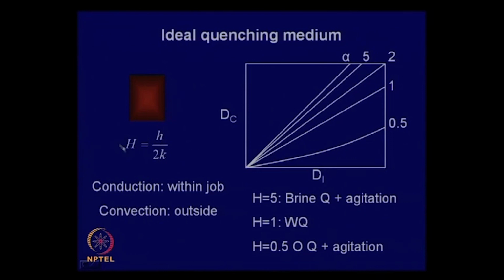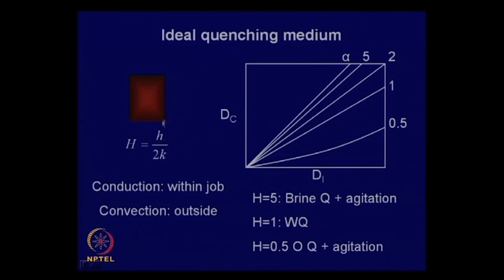So, we define a severity of quench factor, which was defined by Grossman. It is a very average heat transfer quenching severity, which is taken as a ratio of H, which is the convective heat transfer coefficient, over twice the thermal conductivity of the material. So, we say that an ideal quenching medium is one where H is infinity. What does it mean? The small h is infinite.